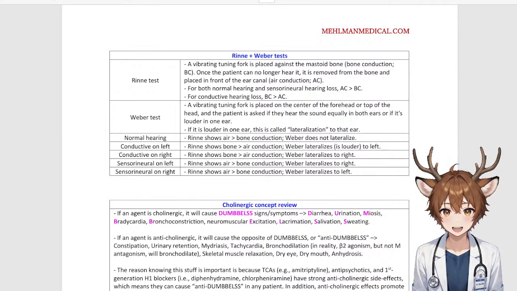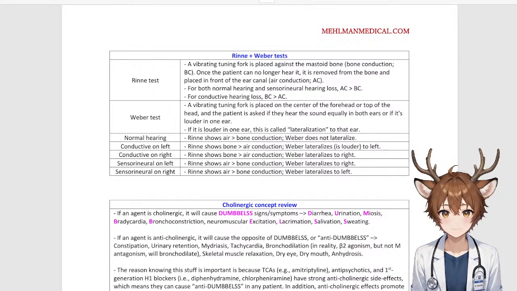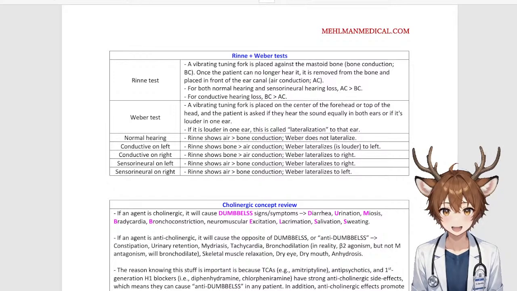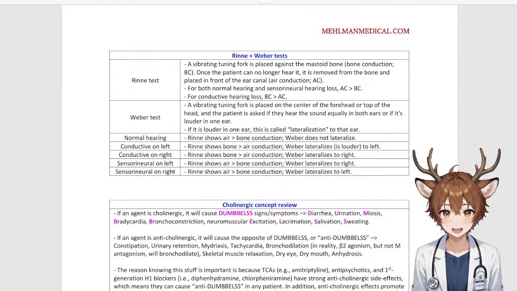So let's talk about it a little bit. Normal hearing, Rinne shows air conduction greater than bone conduction. Well, the Weber test does not lateralize because there's no ear deficiency.